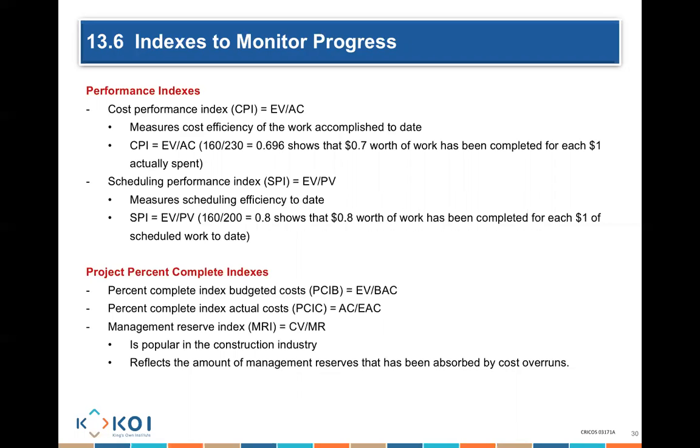So if I say earned value is 160 and actual cost is 230, that means my CPI is 0.7, which means I am having $0.70 worth of work completed for every dollar spent. So I'm spending $1, but I'm only doing $0.70 worth of work. What does that mean? Am I behind budget, over budget, or under budget?